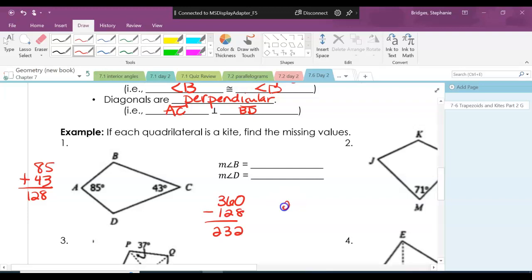Divide it by 2. We're going to take that 232 and divide it by 2. 116? Okay. So that means both angle B and angle D are 116. Those were the congruent angles. So I added the 2 angles that they gave me, subtracted it from the total degrees in the quadrilateral, which is 360. And then because I had 2 angles that needed to add up to be 232, I cut it in half to get each one. Does that make a little bit of sense?